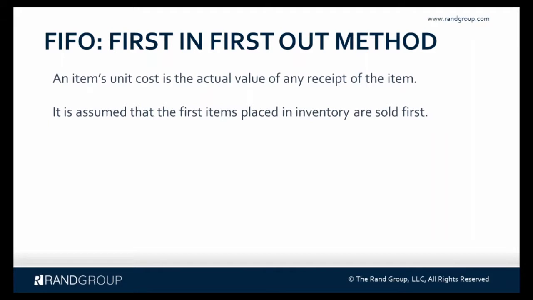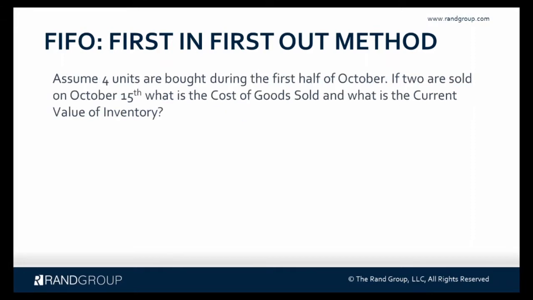An example of an item which would have this type of cost flow would be orange juice, because the oldest items would be placed on the shelves before the newer items.